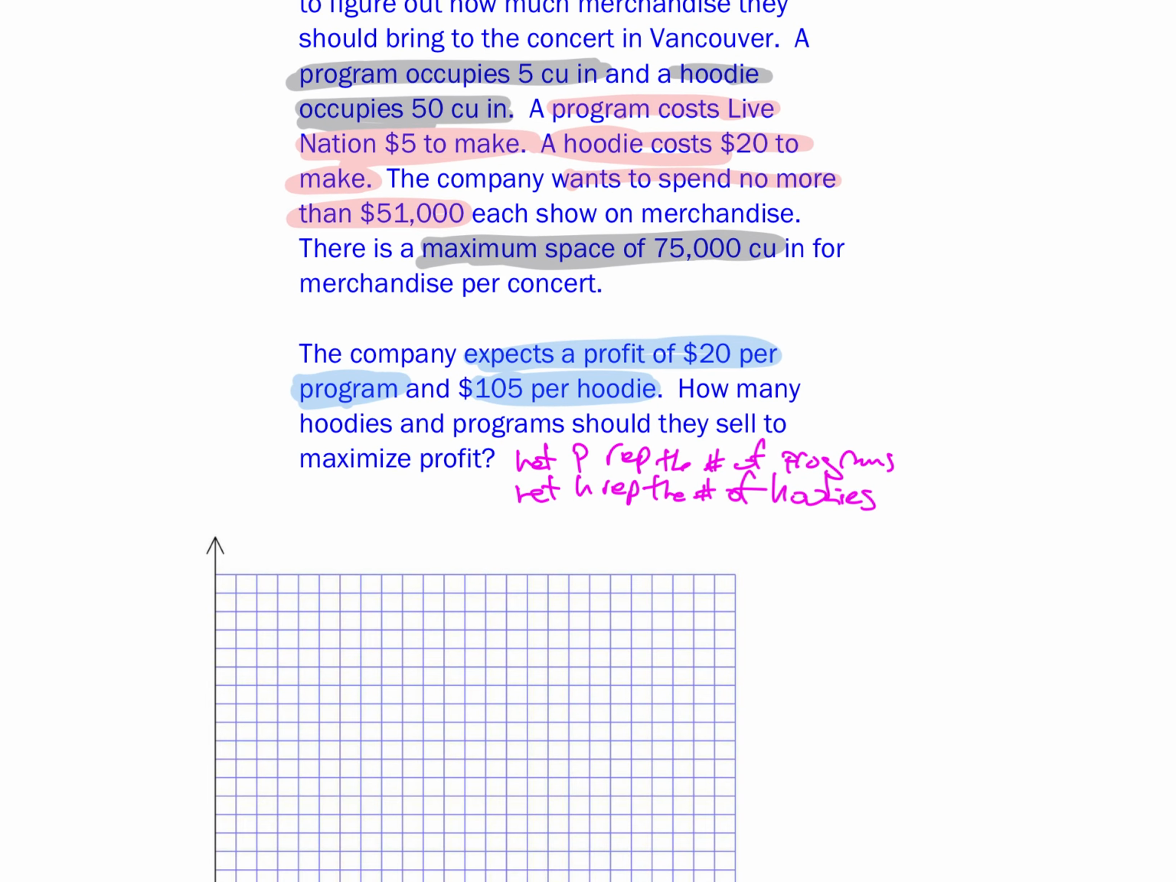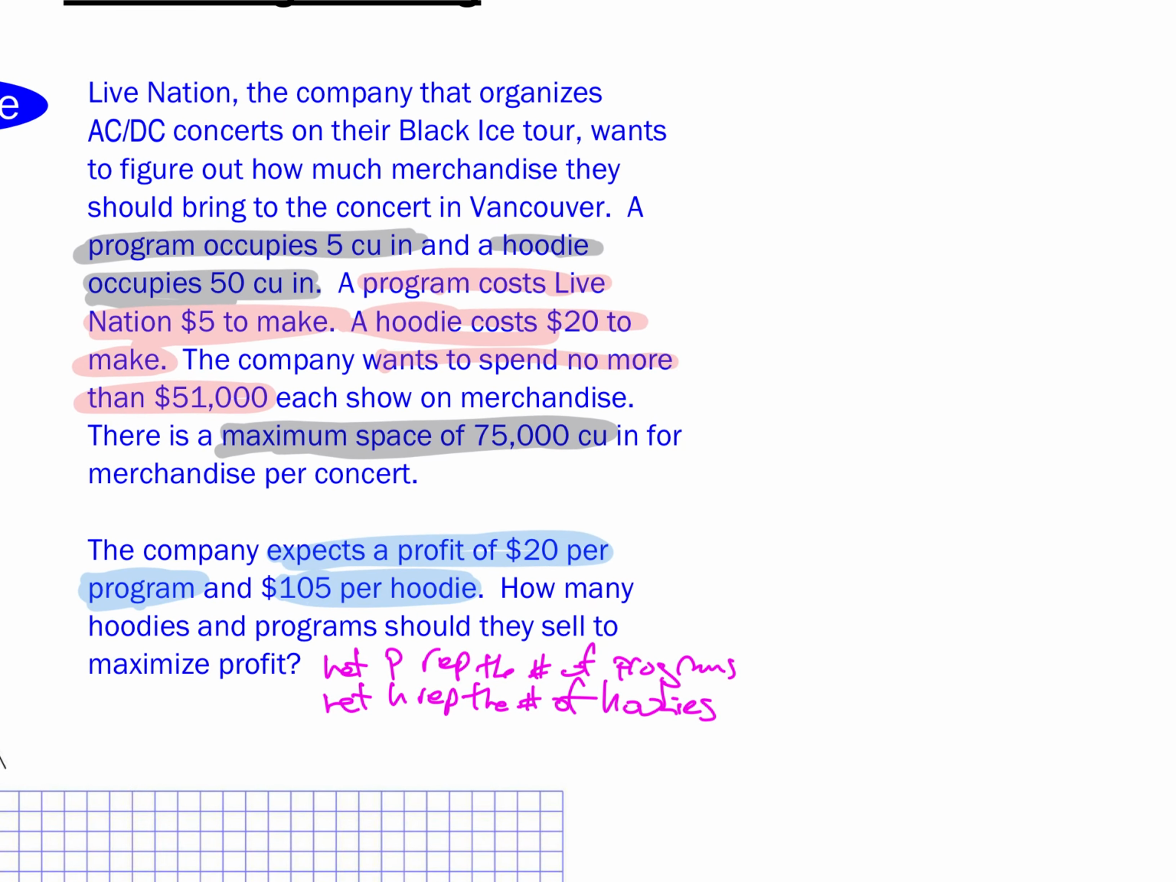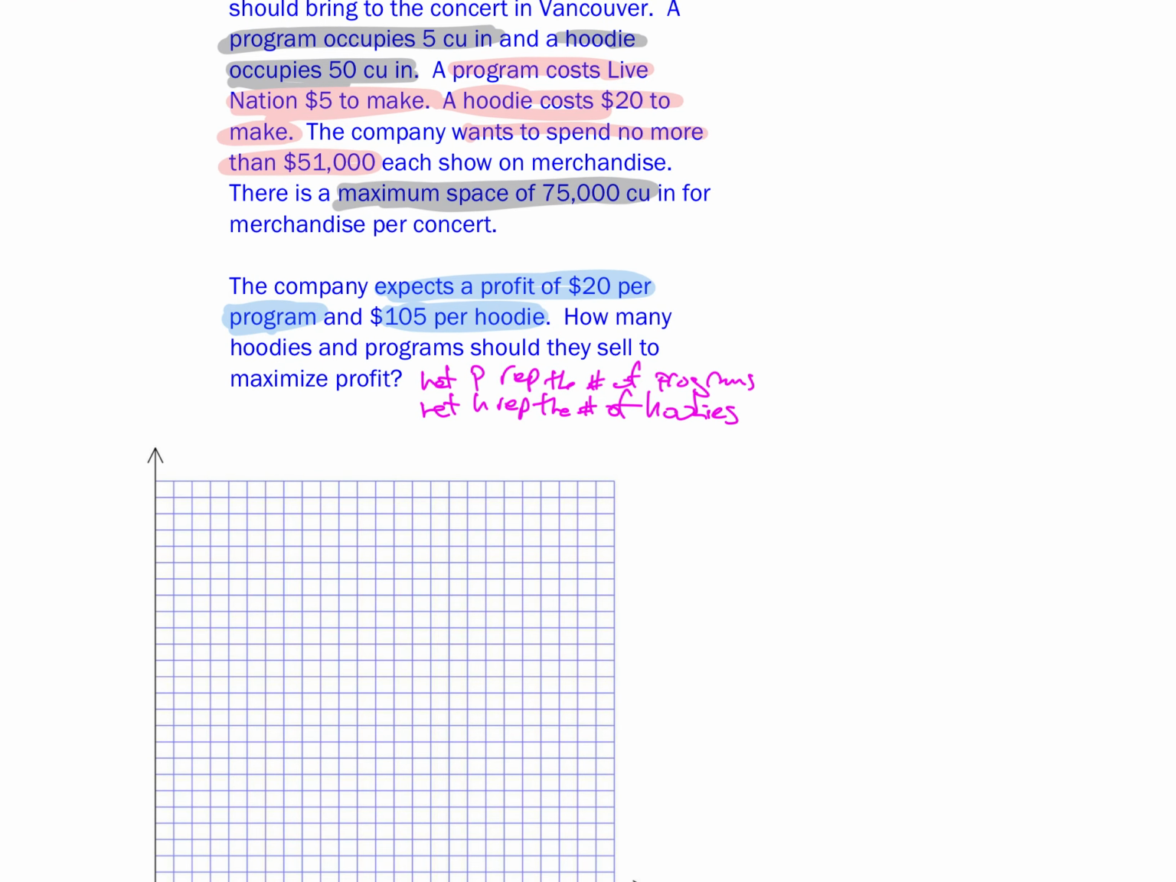Okay. Now, from there, I highlighted in 3 different colors: black, red, and blue. Black, I guess it's more like a gray. The black and the red are 2 of our inequalities, and the blue is the objective function. So let's start with our inequalities in general. We know that H is greater than or equal to 0, P is greater than or equal to 0. Because obviously you can't sell negative hoodies or negative programs.